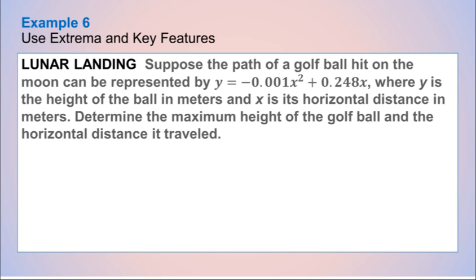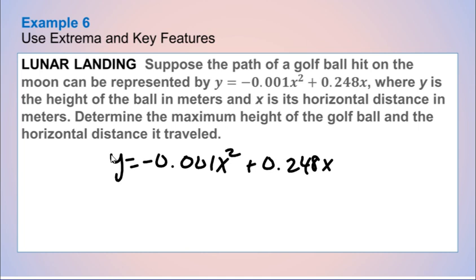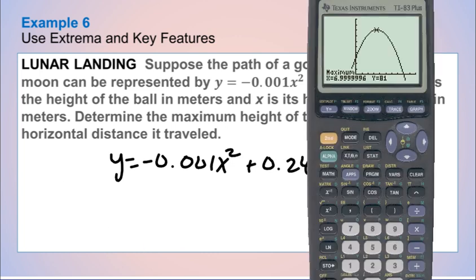So to do this one, I have y equals negative 0.001 x squared plus 0.248 x. So we need to find the maximum height of the ball and then the horizontal distance it traveled. So really, the maximum is our vertex, and the horizontal distance goes from 0, so starting at 0, to whenever it hits the ground. So to do that, the quicker way, let's just use our calculator here.